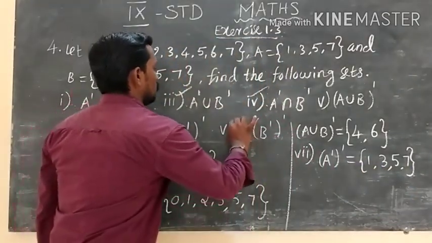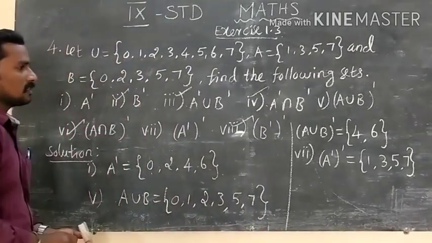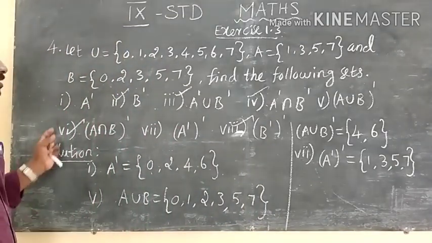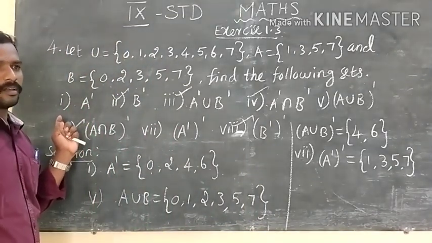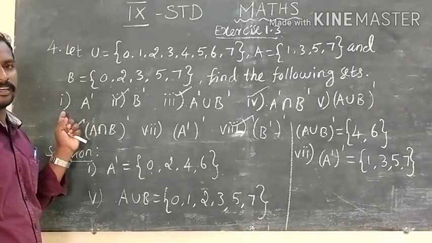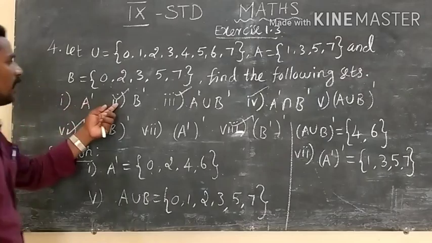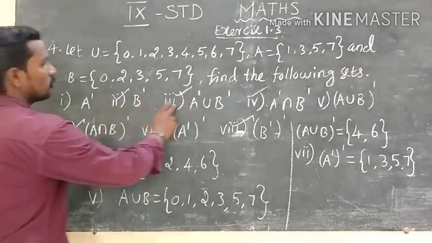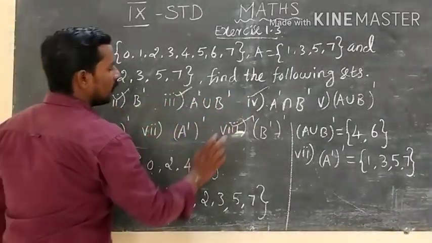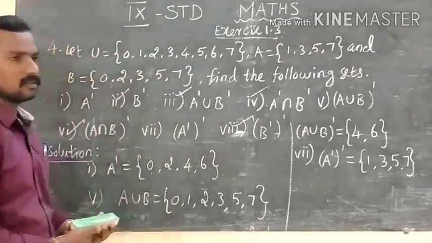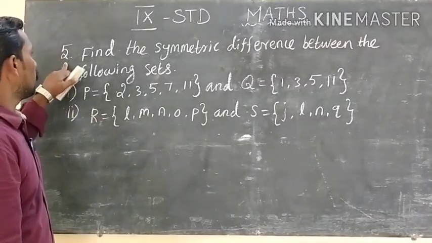Next, the eighth question is also your homework, because this type of question we have already discussed in the last class. So you find out the remaining questions' answers. Questions 1, 2, 3, 4, 5 you have as homework. Okay, next question, the fifth one.